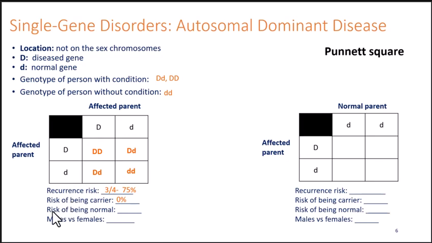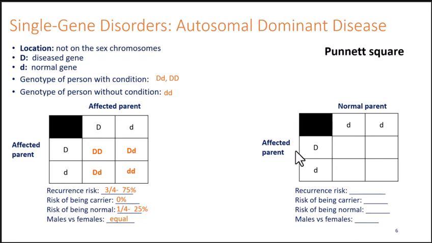What about the risk of being normal? Or we could say chance of being normal. Well, there's only 1 normal genotype here. So there's a 1/4 chance, or 25% chance, which is really the difference from the recurrence risk, of that child being normal. What about male versus female? Well, you should know if it's an autosomal disorder, it's an equal chance of affecting males versus females.